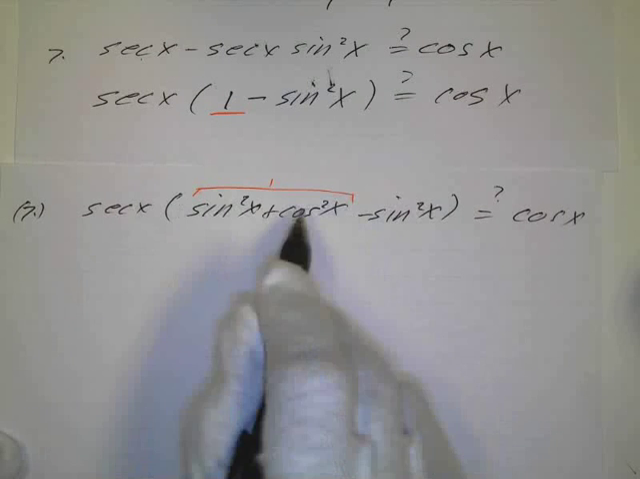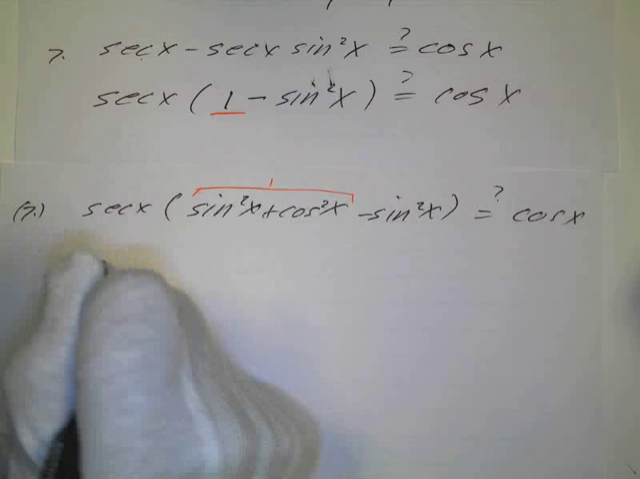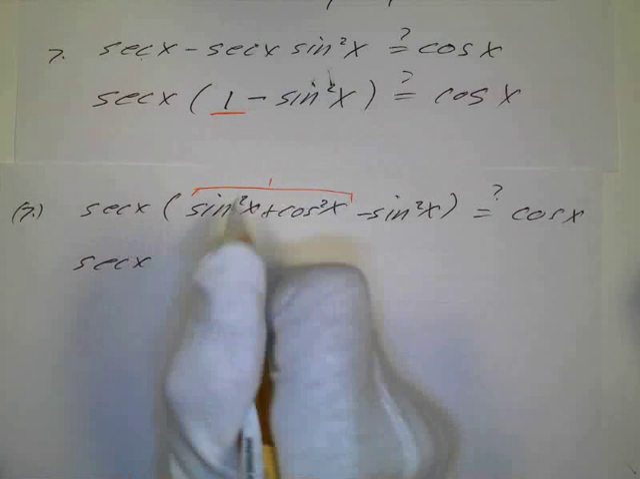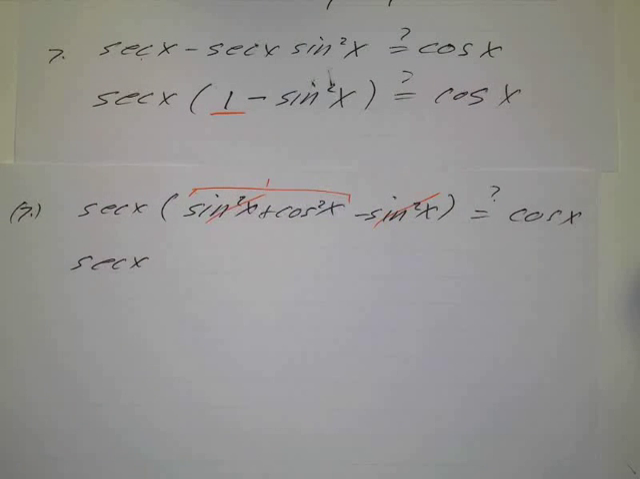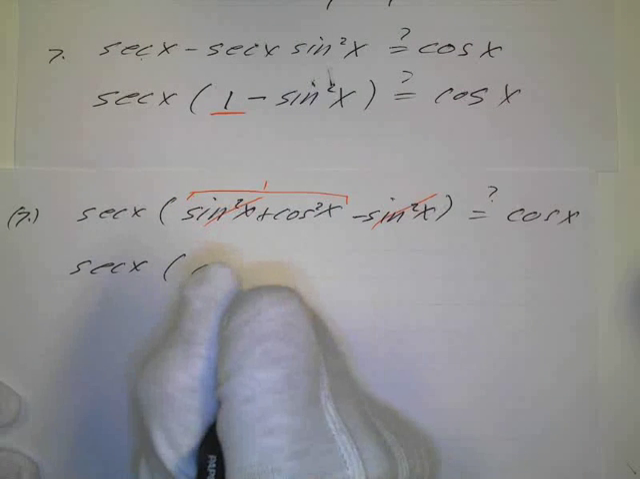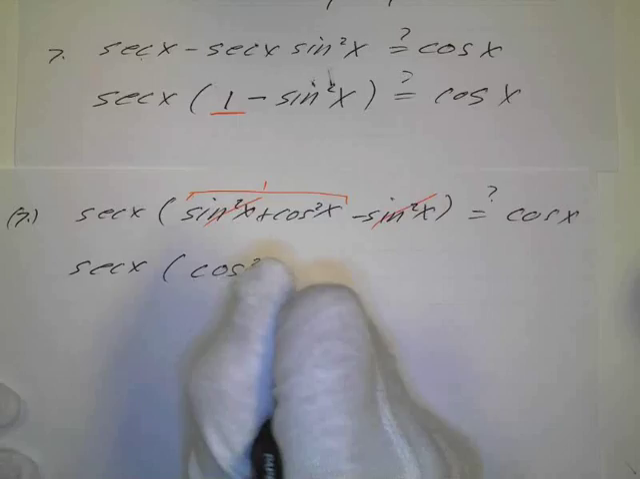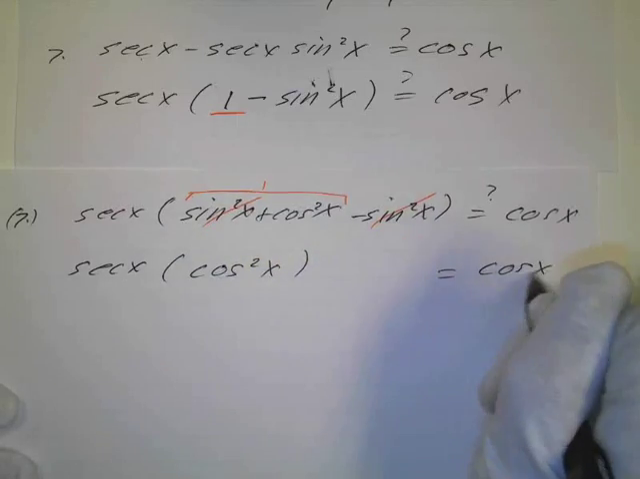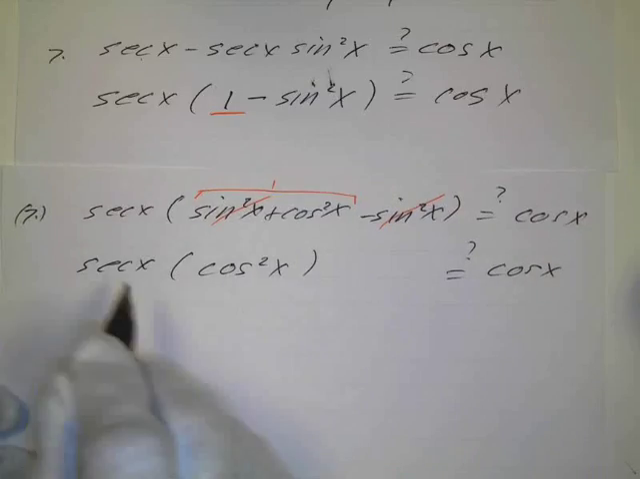Now, since this is substituted in, I've got the secant of x. And then what can I do here? I can cancel the sine squared and the sine squared, so those go away. So now I've got the secant of x times the cosine squared of x. I don't really need the parentheses. Does that equal the cosine of x?